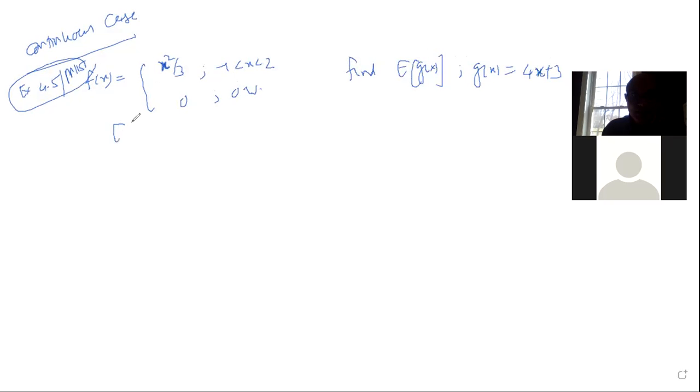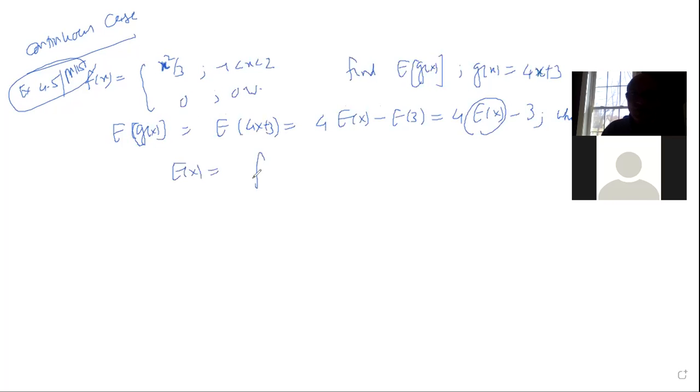So the expected value of g(x) is equal to the expected value of 4x plus 3, which is 4 times the expected value of x plus the expected value of 3, so 4 times the expected value of x plus 3. And I want to find this expected value, that is the mean. The expected value of x is the integral of x times f(x) dx from -infinity to infinity. Otherwise it is 0, so the integral from -1 to 2, where it is x squared by 3, and this x as it is, and here it is dx.